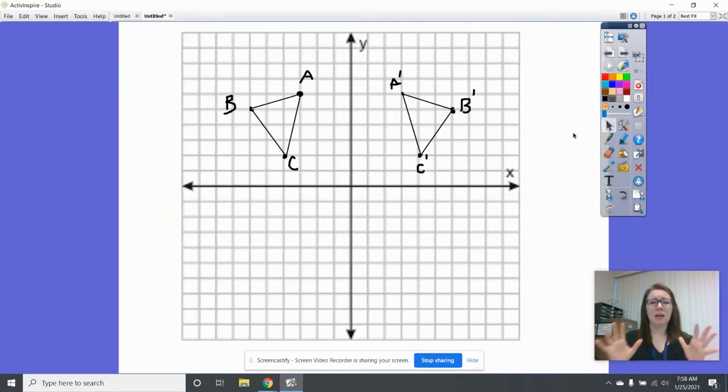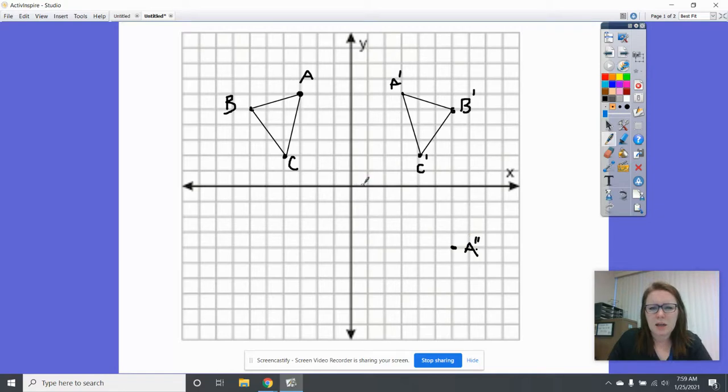So now I'm not actually done though, because I've been asked to do two things. I reflected, but now I also have to rotate 90 degrees clockwise. So now I have 4 sideways and 6 up. So I go 6 sideways and 4 down to get my A. Now we call this A double prime because it's the second thing we're doing.